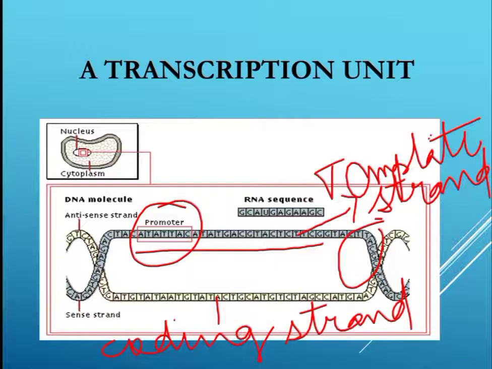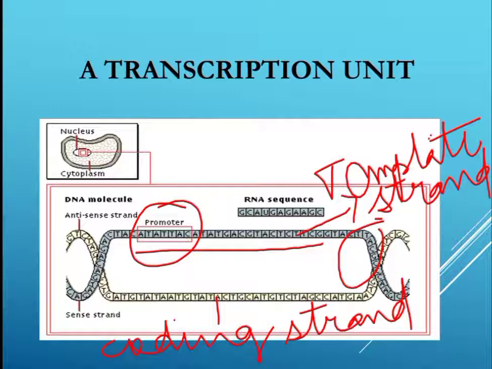Okay, that structural gene in a transcription unit is flanked by the promoter and terminator. And the third one is the terminator. A terminator is located towards the 3' end, downstream of the coding strand. It usually defines the end of the transcription process.